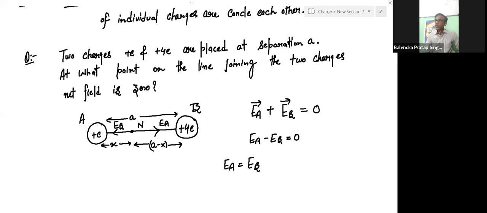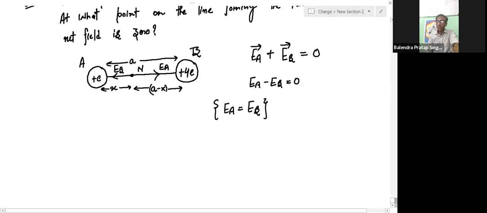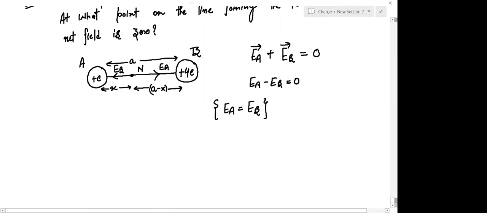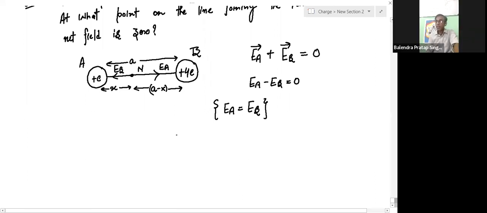So now let's try to solve this problem. We get the equation EA is equal to EB, and we can solve the problem using this equation. So what is the value of EA? EA is the electric field due to charge A, which is plus E. The value is 1 over 4 pi epsilon naught, E over x square.